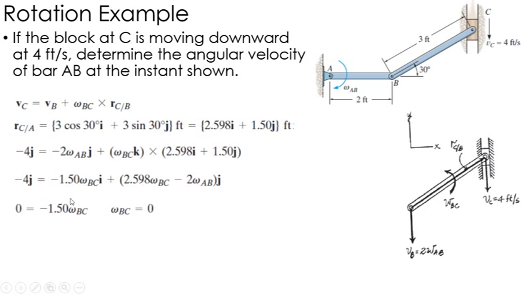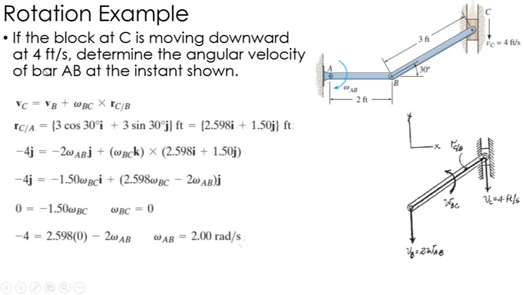So when I sum up my I components in the X direction, all I have is 0 and the negative 1.5 omega BC. That means omega BC is actually 0. So I'm going to take that and plug it into this equation right here, where I take negative 4J and 2.598 times omega BC, which is 0, minus 2 omega AB. Solving for omega AB, I get 2 radians per second.